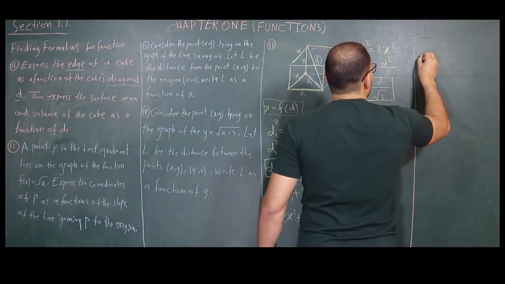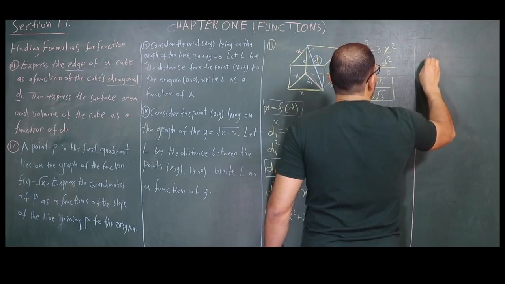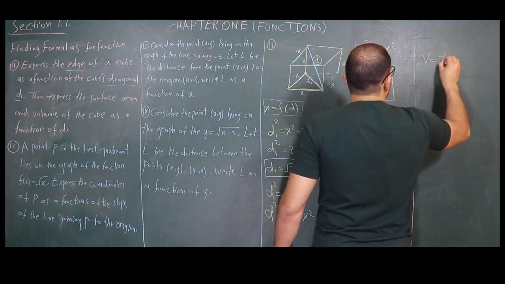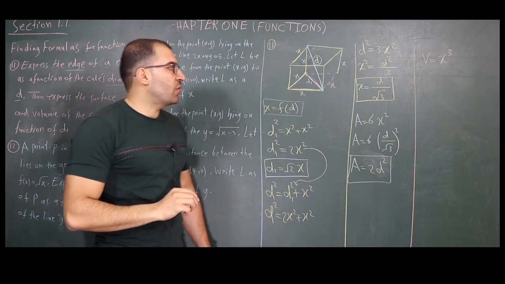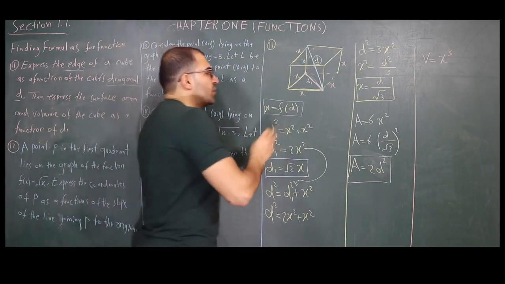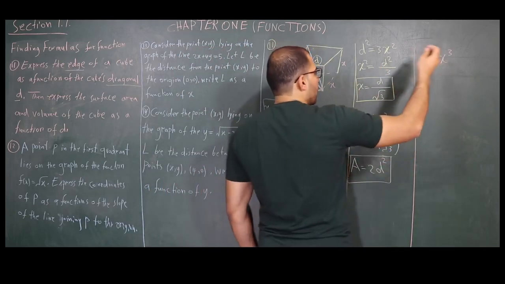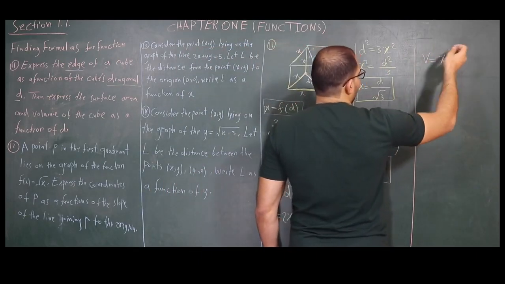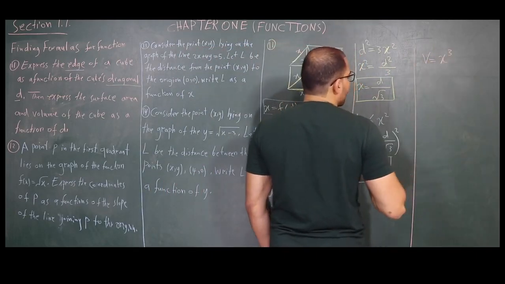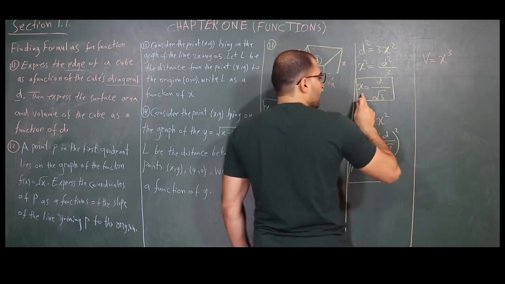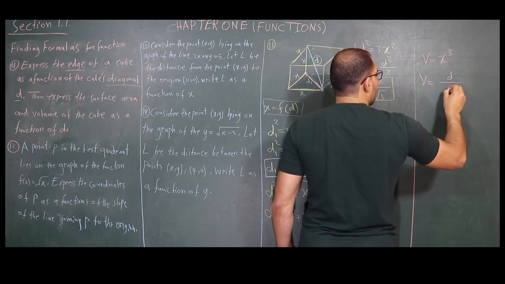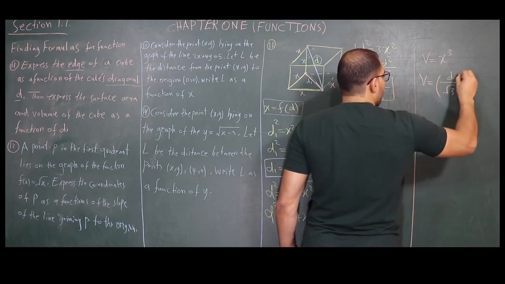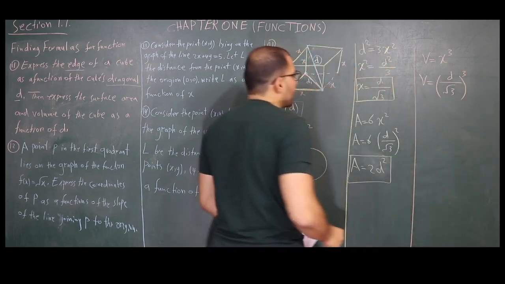The volume will be x cubed. That's the law of finding the volume of the cube. It's the edge of the cube to the exponent 3. So as soon as I found x, that means the volume will be d over root 3, cubed.